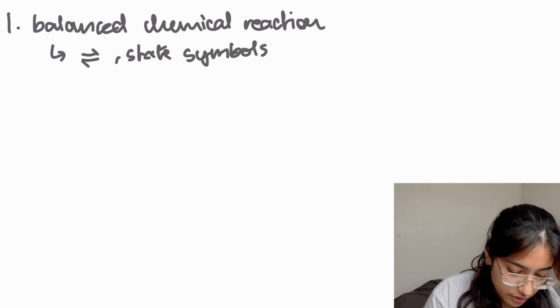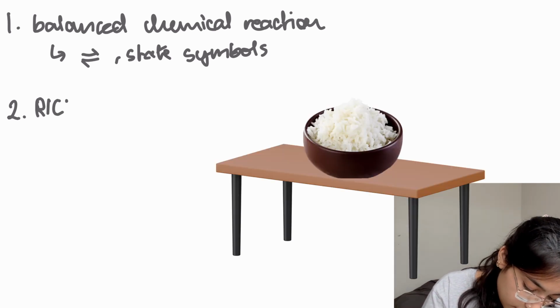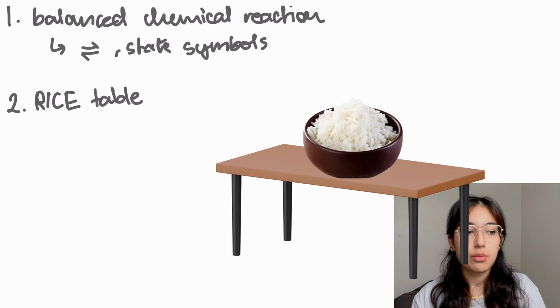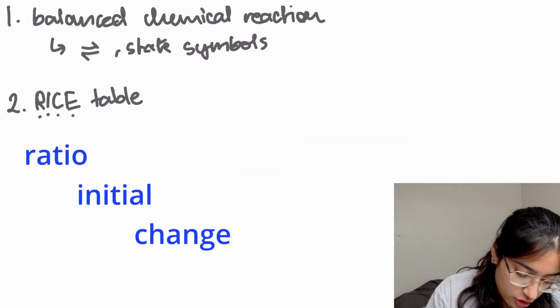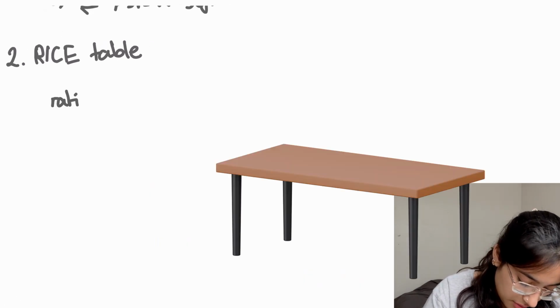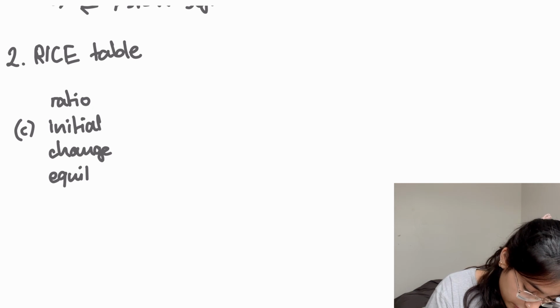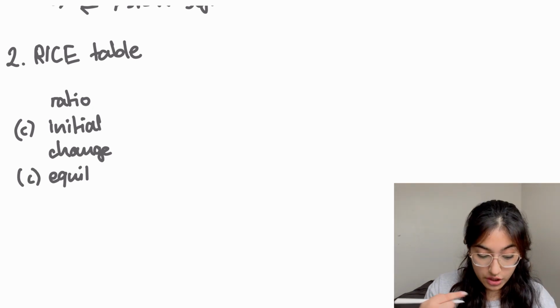Then the next thing you're going to do is draw and fill in the RICE table. So the RICE table basically stands for ratio, and then initial, change, and then equilibrium. What we do is we literally write this out as a table, okay? And these two are referring to concentrations, by the way. So this is talking about the concentration at the start and the concentration at equilibrium.